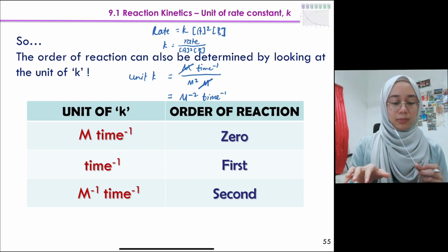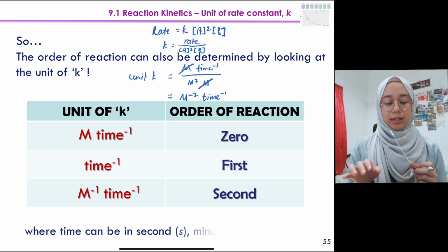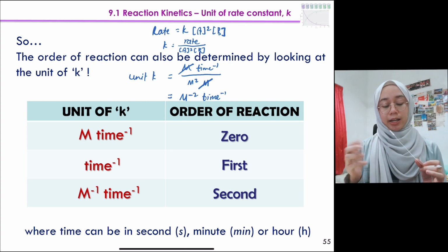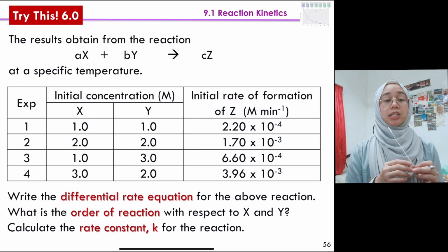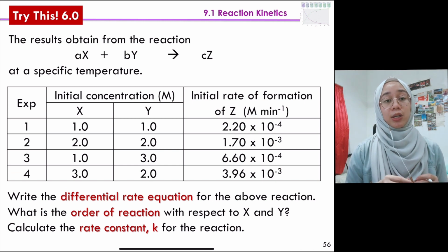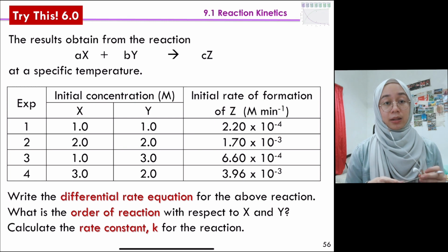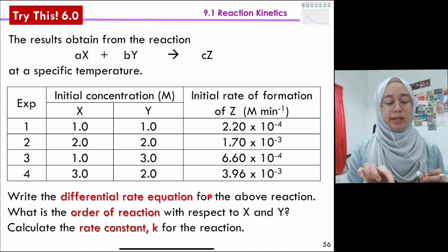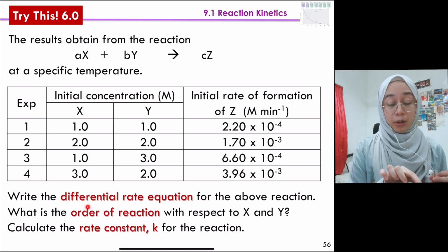Okay, alright, so last time in class, here time can be in second, minute or hour. Okay, so lastly in class, try this 6.0. Again, you need to do the initial rate method technique. There are 3 things here, class. The first one, you are asked to write down the differential rate equation. So you go back to what you learned in part 1.